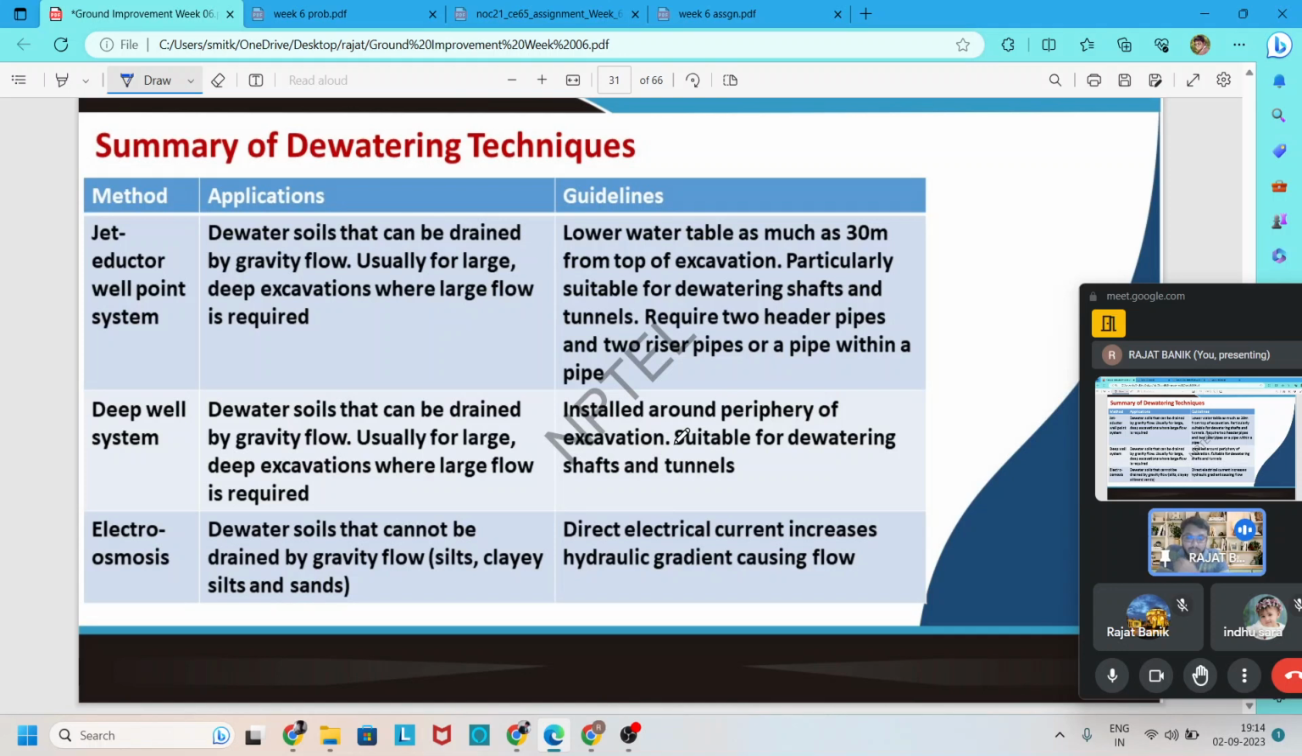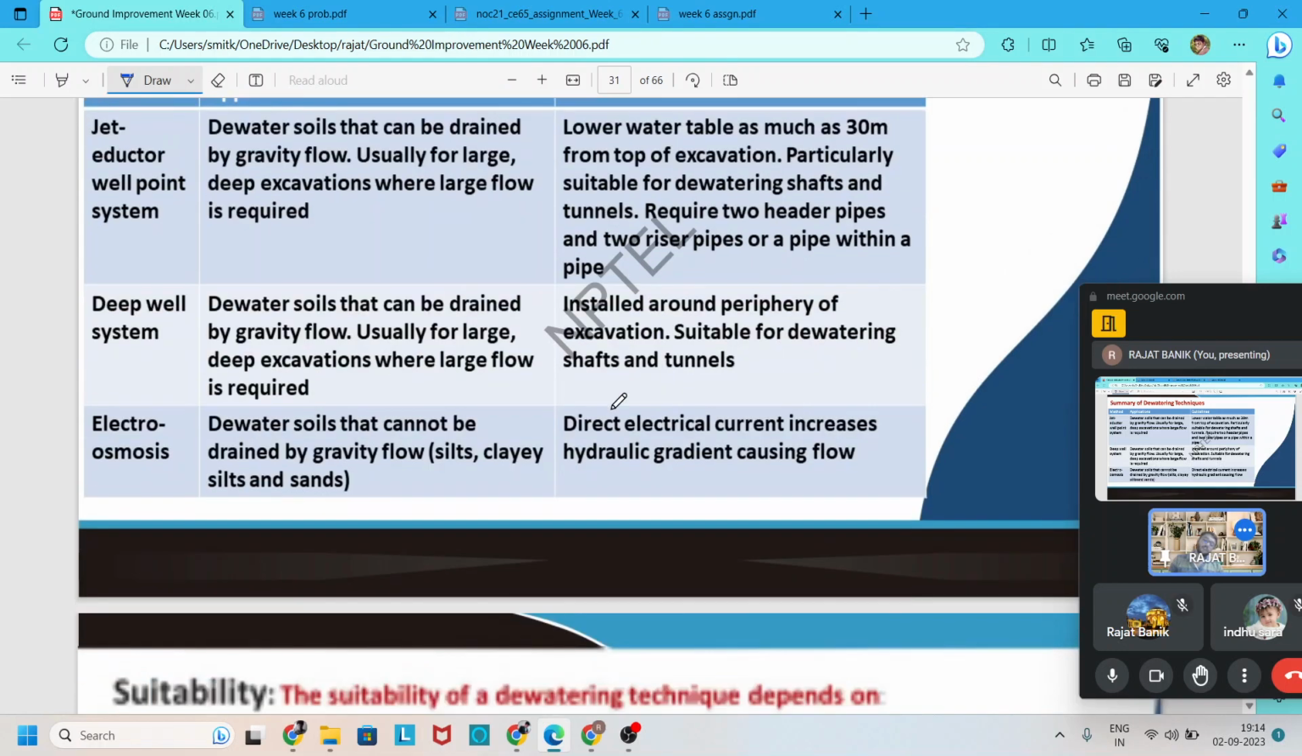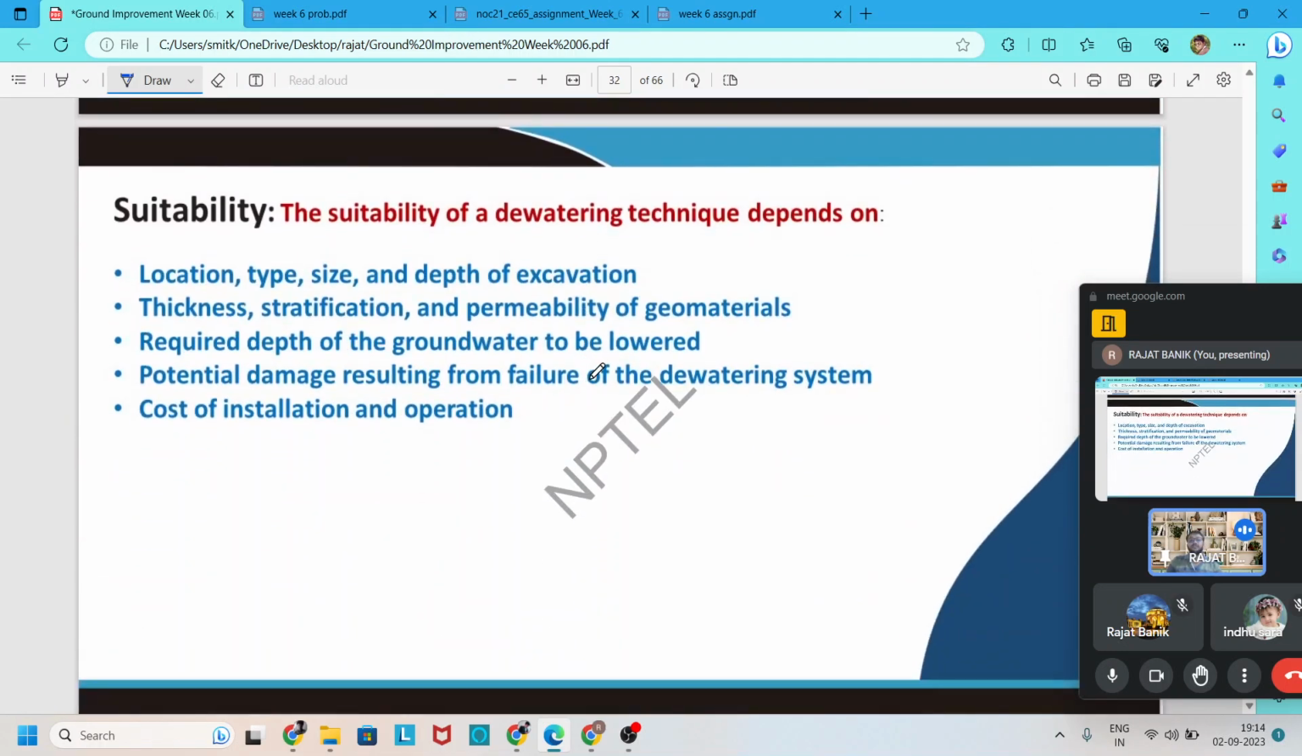This technique is mostly suitable for silt, clay, or silty clay, or sand. Sometimes silt or sand is present like that. And we already discussed that this technique is used when the electrical hydraulic gradient is created. So now we discuss the suitability of dewatering techniques.